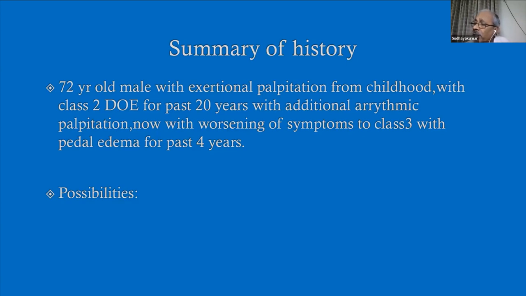Sir, the points in the history: asymptomatic up to 10 years. From 10 years onwards, exertional palpitation only, without interfering with the patient's activities. Symptomatic from the age of 68, am I right? No, up to 50 years, when the patient developed irregular palpitation. And then class 3 for the last 4 years with CHF. Yeah. So, sir, I will be discussing like this.